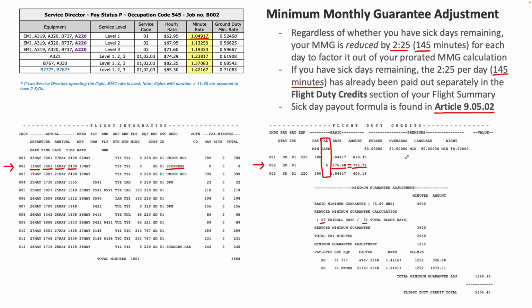But if you want to double check that, that would be best to reach out to FA Crew Pay for that. And that's beyond the scope of what this video intends to address. Just to give you an idea, Crew Pay will be the best resource to determine your exact rate per sick day, if you have any questions about that.